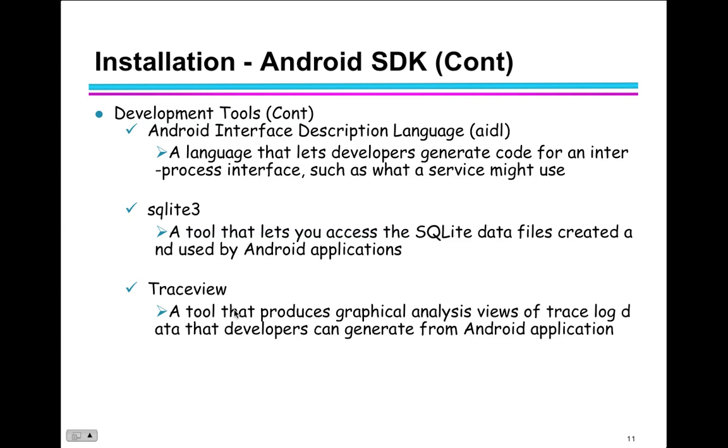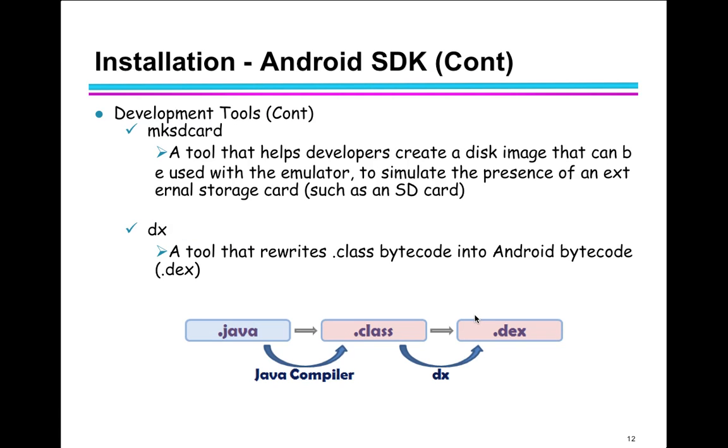The trace view is also a good one. In fact, the trace view comes up automatically when you load the emulator. You'll see it on the bottom of the screen, and we'll take a look at that a little bit later when I start running some sample programs. It allows you to produce a graphical analysis view, so the trace log of the data the developer can generate from applications, running of applications.